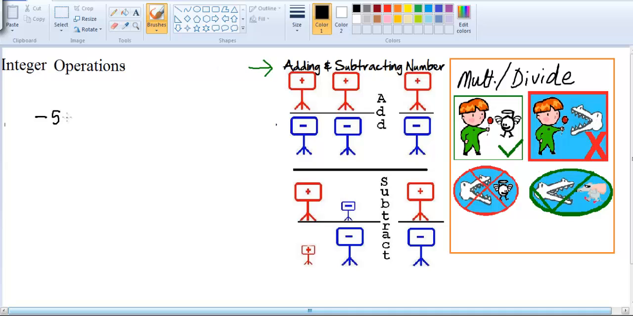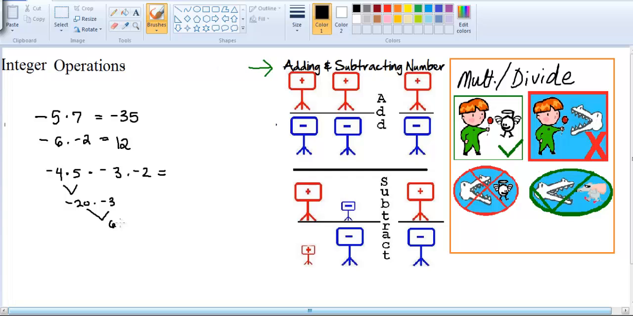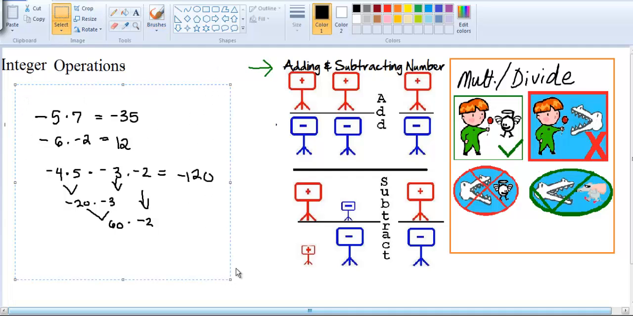Negative 5 times 7 is negative 35. Negative 6 times a negative 2 is positive 12. Negative 4 times 5 times negative 3 times negative 2. We do this one at a time. Negative 4 times 5 is negative 20, times negative 3 is positive 60, times negative 2 is negative 120. Okay, so those are the gist of how to multiply integers.